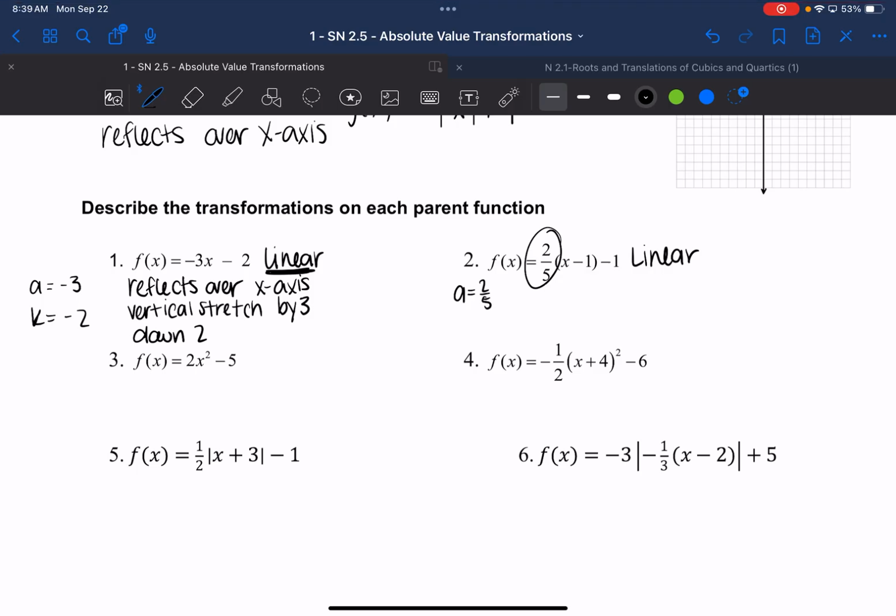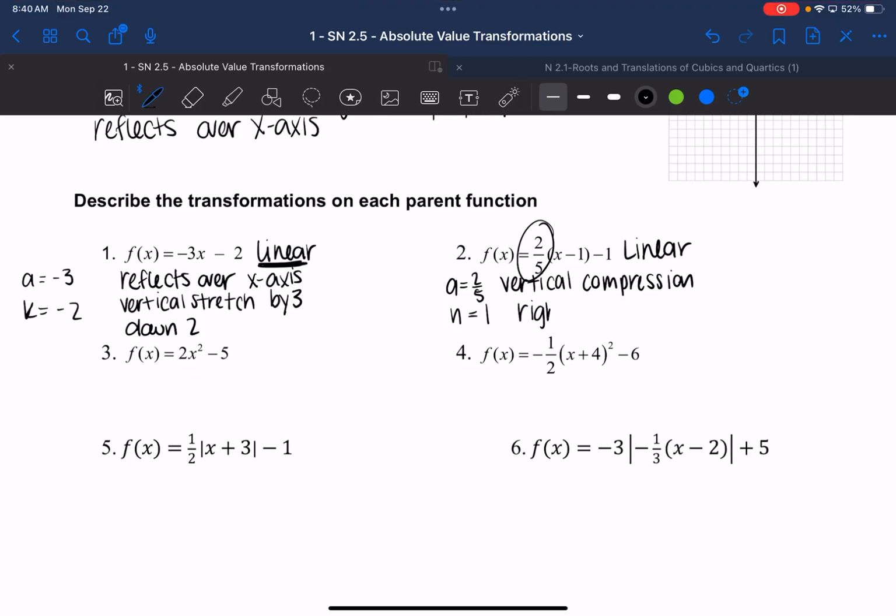So if 2/5 is our A value, what would we say is happening? Vertical compression. Right, very good. All right, did we have an H value on this one? What was our H value? Plus 1, which meant right 1. Good. And did we have a K value? Yes. And it told us to move down 1. Very good.